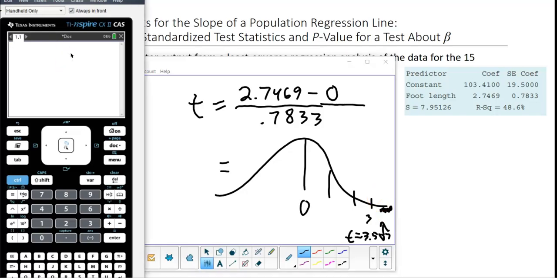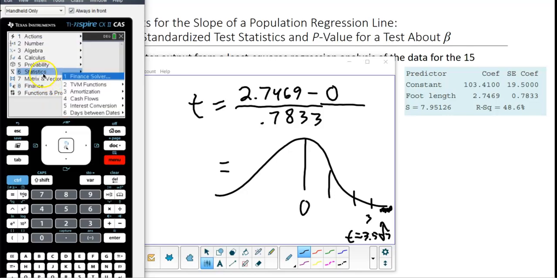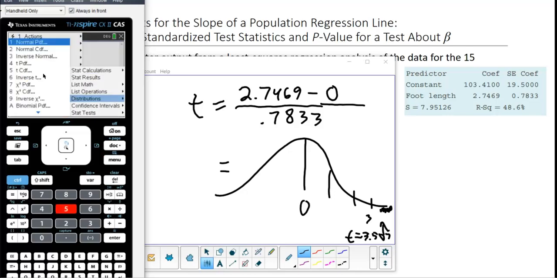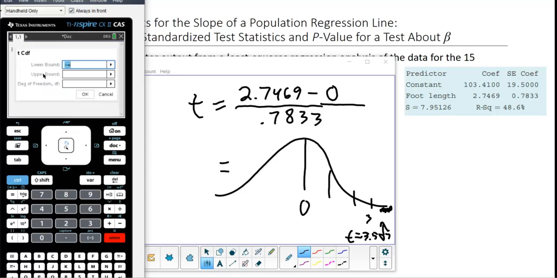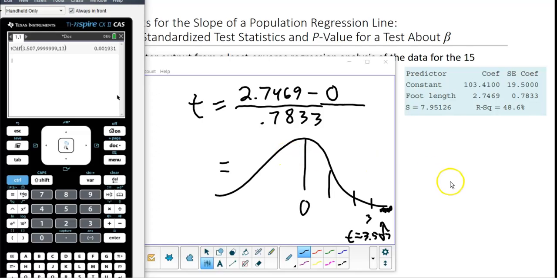So on your calculator, you're going to go to tcdf. So stats, distributions number 5, and there it is, tcdf. And we want to go from 3.507, I believe, if I did that right. Upper bound, infinity, or a big number. Degrees of freedom, for the 15, so 13 is degrees of freedom because n-2. Should be something like 0.0019.